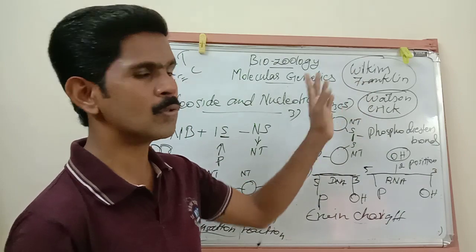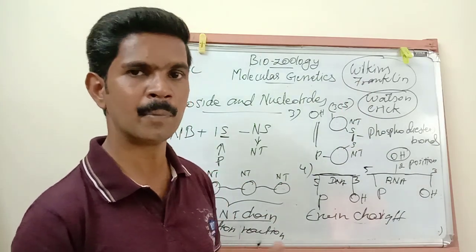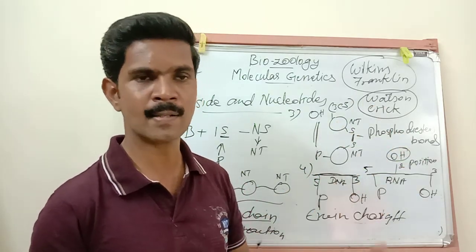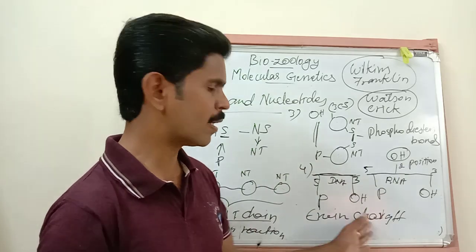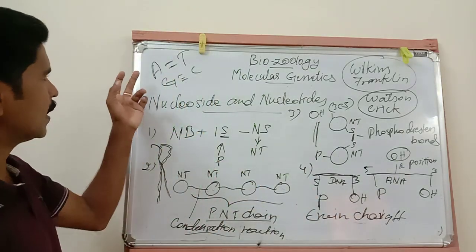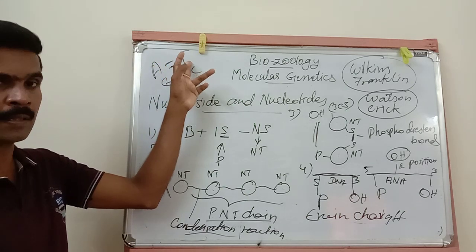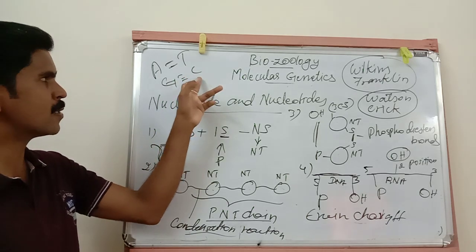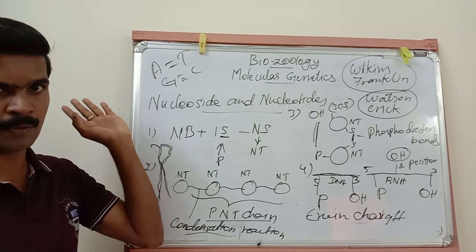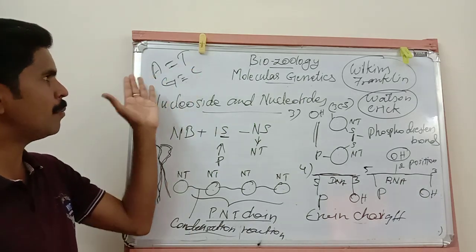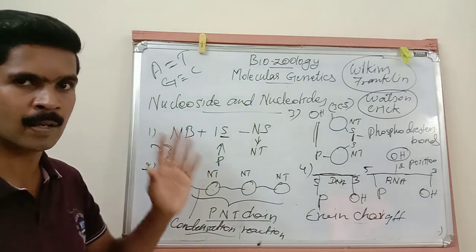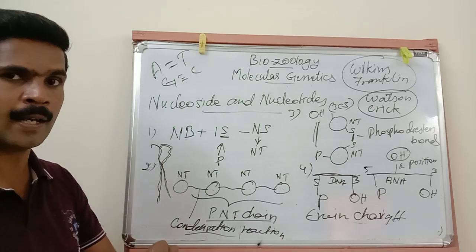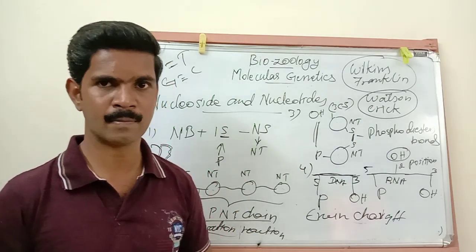Wilkins and Franklin first analyzed this nucleic acid with the help of X-ray. Then Watson and Crick first introduced the double-strand structure of DNA. Then Erwin Chargaff first observed that adenine is pairing with thymine with the help of two hydrogen bonds, and guanine is pairing with cytosine with the help of 3 hydrogen bonds. So the ratio of adenine, thymine, guanine, cytosine is always equal and constant. If you know the nitrogenous base of one strand, we can predict the nitrogenous base present in the opposite strand.